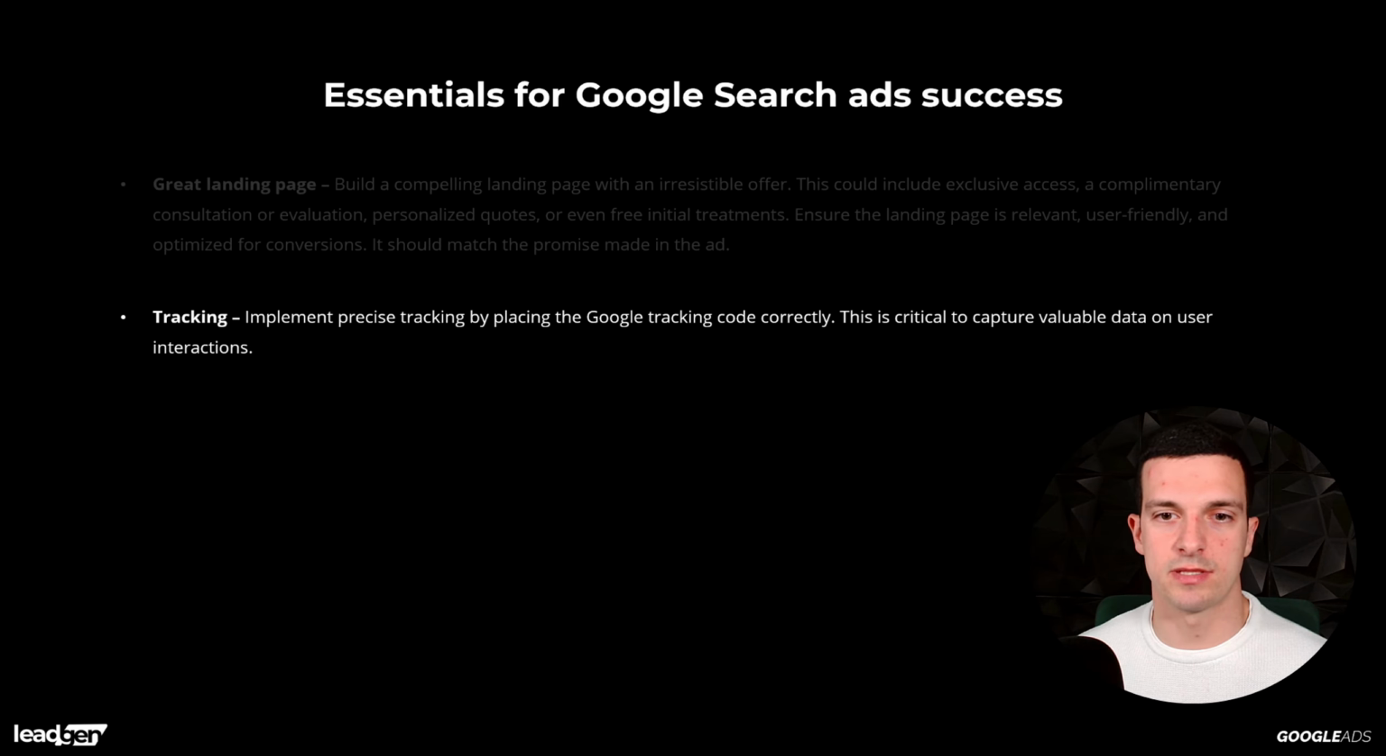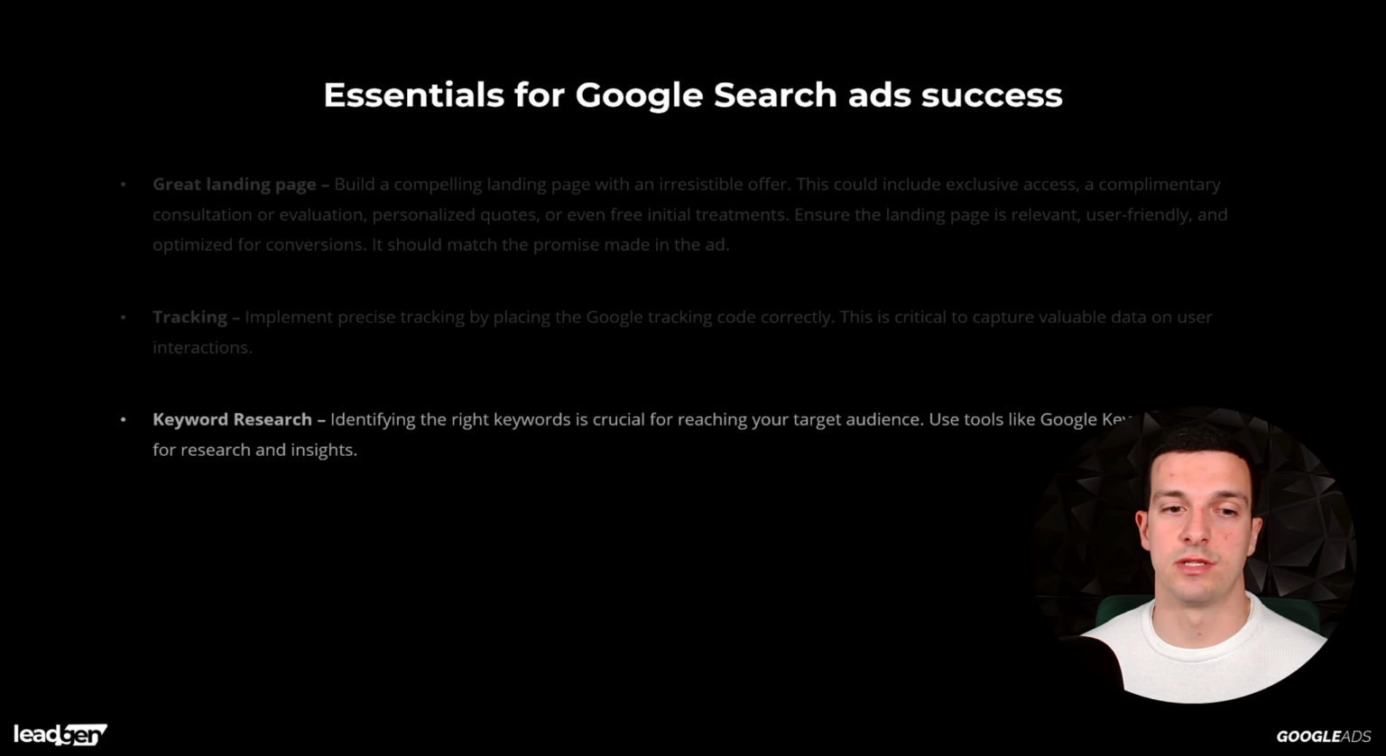Tracking: implement precise tracking by placing the Google tracking code correctly. This is critical to capture valuable data on user interactions. As on every platform, you need to have the tracking code installed on your website so that Google knows what's happening on the website and that we fire the correct events when someone fills out a form or makes a call, and that we can optimize for these events.